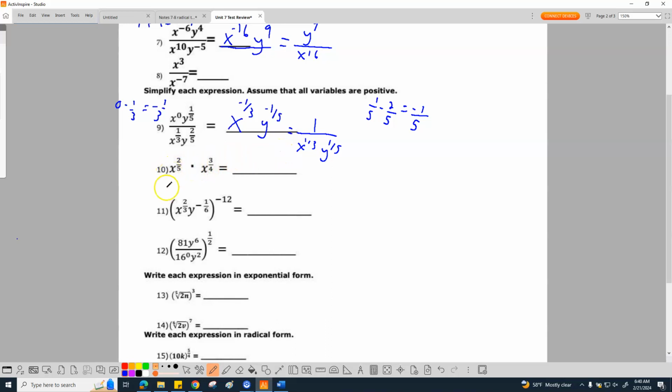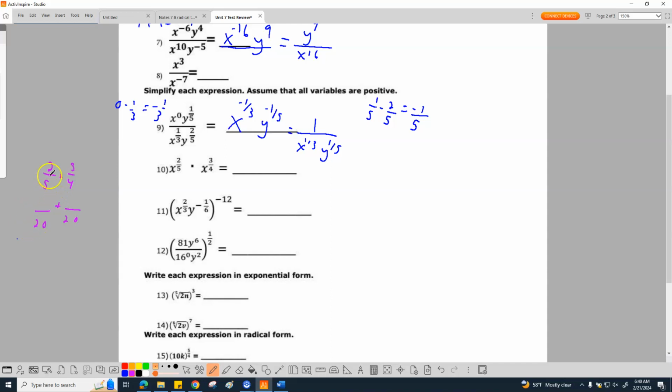Number 10, I'm going to switch ink. Number 10, the rule is you add these together. So this is x to the 2/5 times x to the 3/4. Remember, we add the exponents, but adding fractions is weird. So here's 2/5 plus 3/4. You have to get the common denominator, so the common denominator is 20.